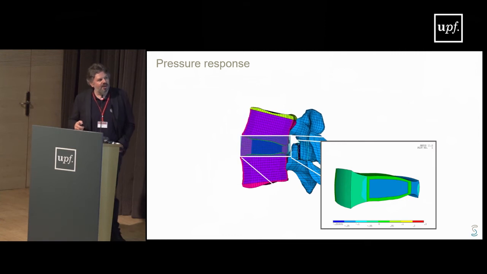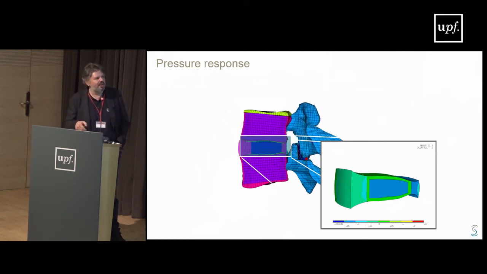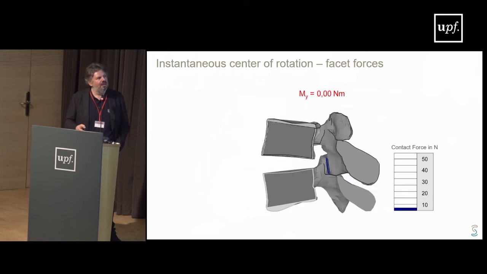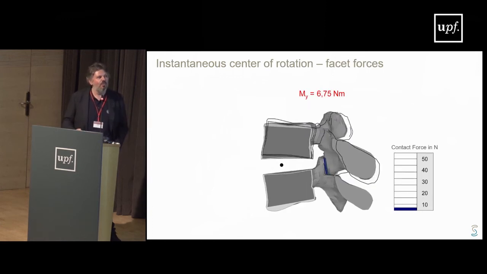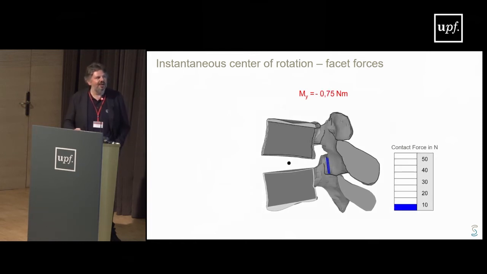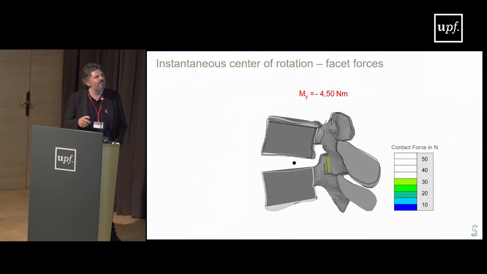We can also calculate, for example, the stresses. Actually, this was supposed to move, but it doesn't matter. So, for example, we can here calculate the pressure that we have inside the disc instead of measuring it. Or we can also calculate some parameters which are more difficult to measure experimentally. There are two examples here.